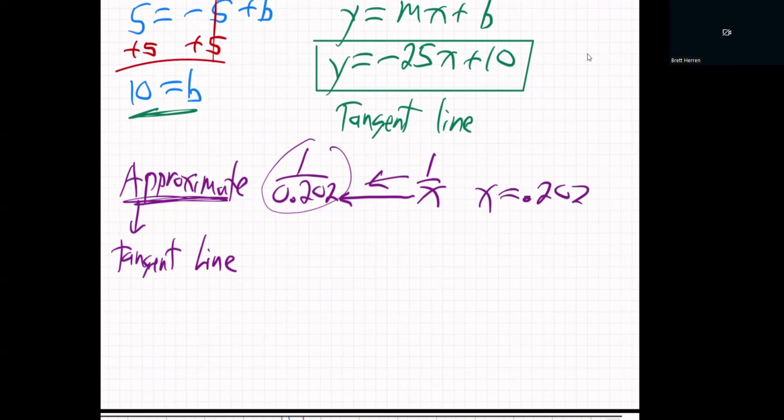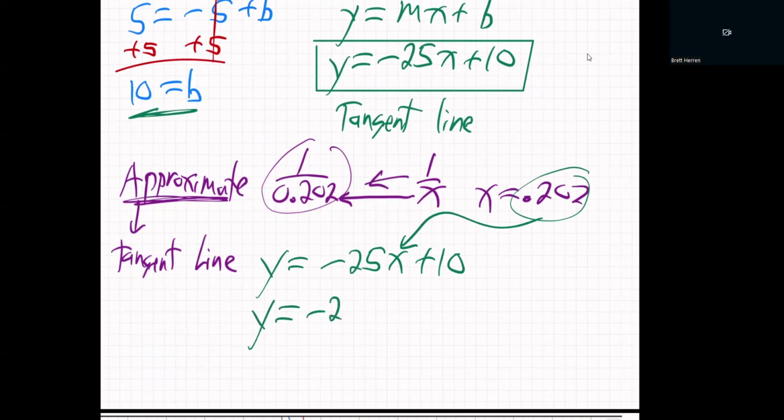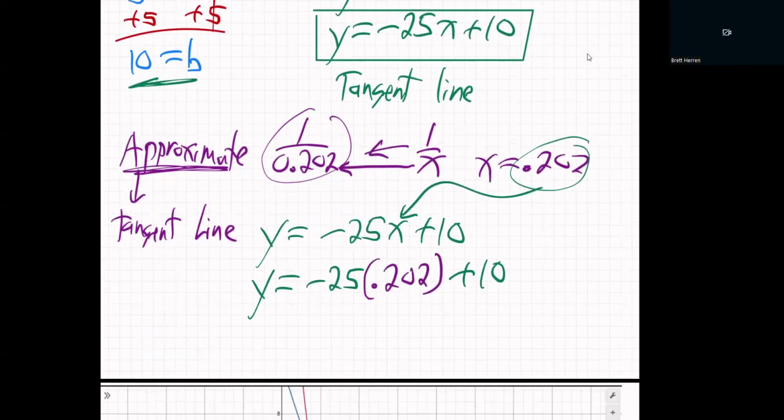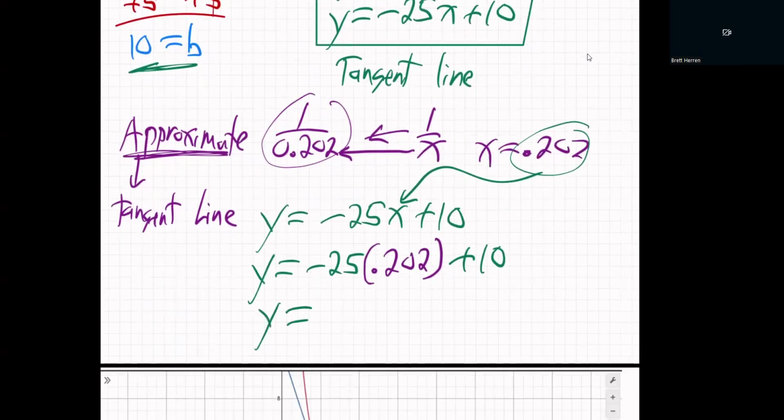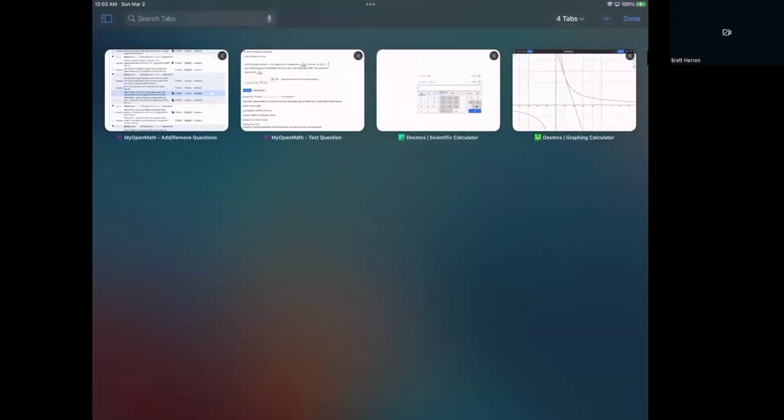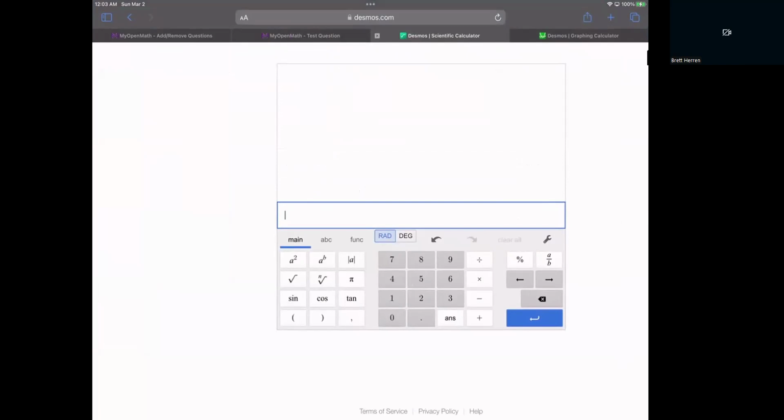Well, they want us to now use the tangent line because that's going to be approximately the same in the neighborhood of 0.2. So take that 0.202 and plug it in. It's going to be almost the same, approximately equal. Hit the buttons on the calculator. I'm going to go to Desmos. Minus 25 times 0.202 plus 10.